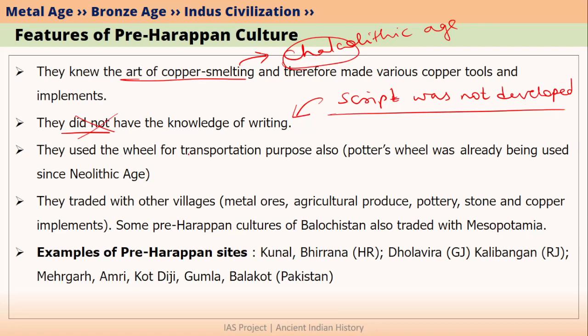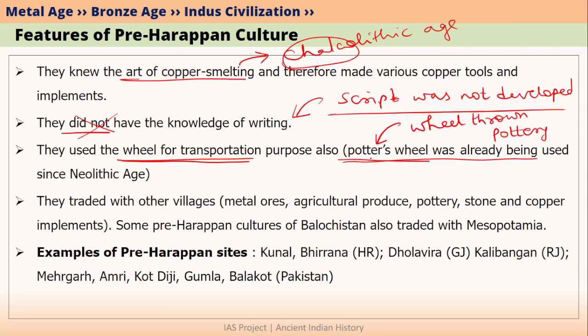In our Neolithic video, we learnt that the wheel was not used for transportation in the Neolithic age. However, during the pre-Harappan culture, which is basically a Chalcolithic culture, the wheel was invented for transportation purposes also. We already know that the potter's wheel was invented during the Neolithic age, and wheel thrown pottery was made using it. Pre-Harappan people also used the potter's wheel to make wheel thrown pottery. But the most important development was that pre-Harappan people also used wheels for transportation. So basically they had bullock carts.